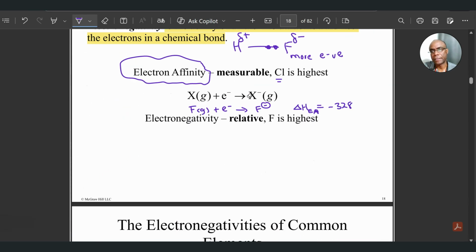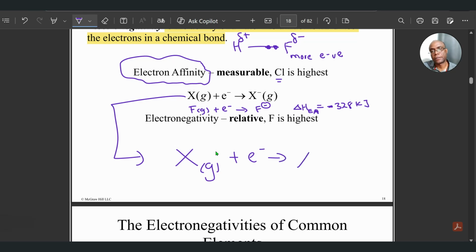Negative 328 kilojoules. We put negative because I told you electron affinity is just the amount of heat energy released when an atom in gaseous states gains an electron. And so we can generally say an element in gaseous state gaining an electron will give you an anion in the same gaseous state, releasing some heat.